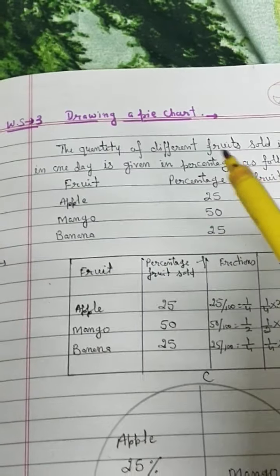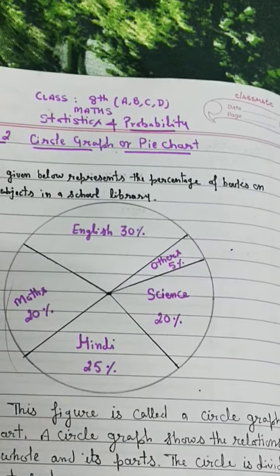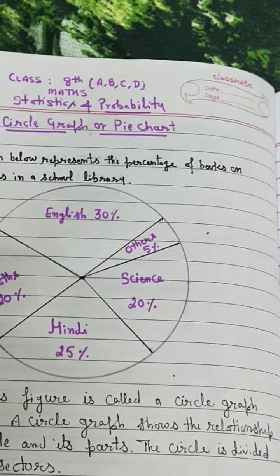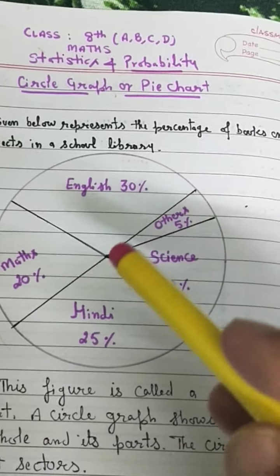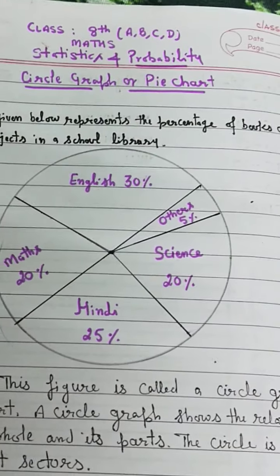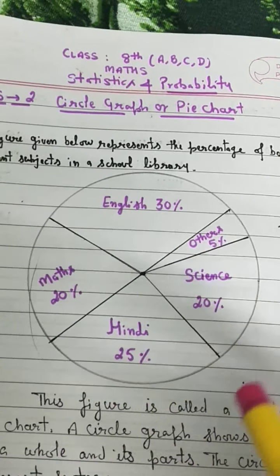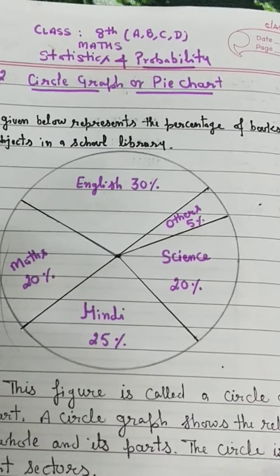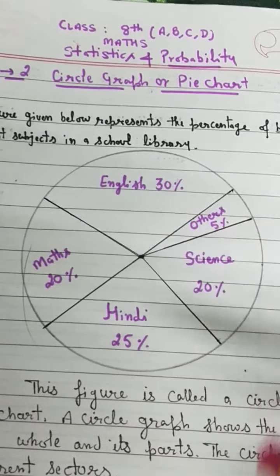To draw a pie chart, first of all, with any convenient radius, draw a circle. Then represent the radius OA. After that, we can mark the angle sectors. So how can we draw a pie chart? I go for this worksheet third.